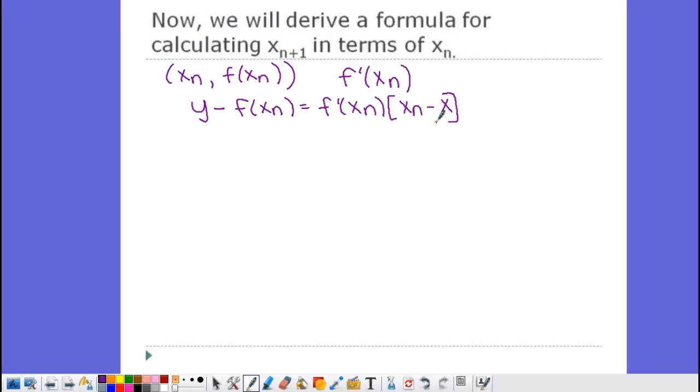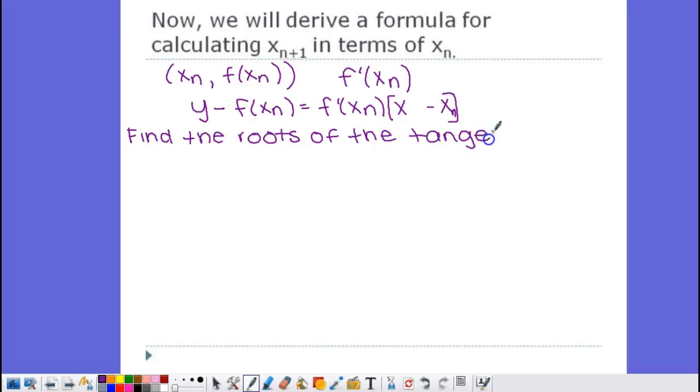The only thing we want to change is that in order to find the roots, what do we do to the y value? To find the roots of any function, what do we do to y? Set it equal to 0. So if I said, here's the equation of your tangent line, find the roots of that tangent line. In order to do that, we're going to set y equal to 0 and solve for x.